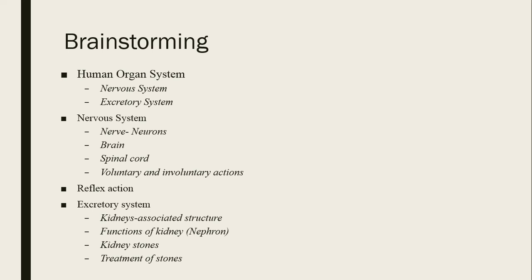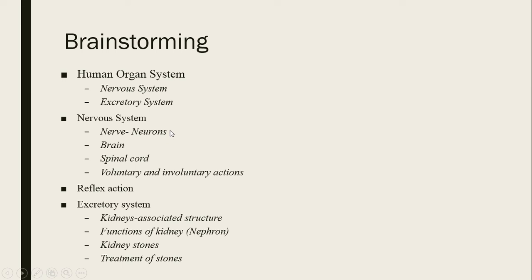So let's revise the previous ones that we have studied. Let's do some brainstorming. Students, recall that in this chapter you have studied majorly two systems. The one is the nervous system, and the other one is the excretory system. The very first topic was the nervous system. In the nervous system you have studied nerves and neurons, and you know that neurons are the basic structural and functional units of the nervous system.